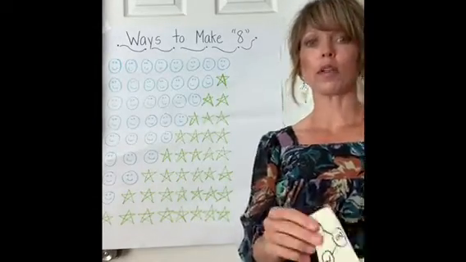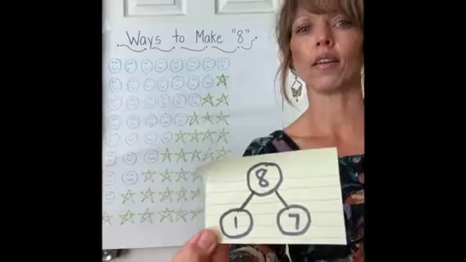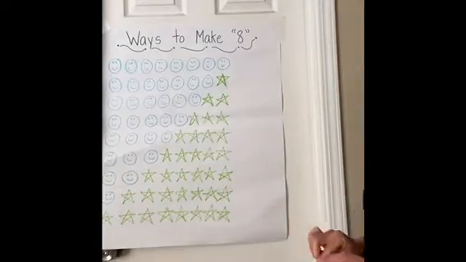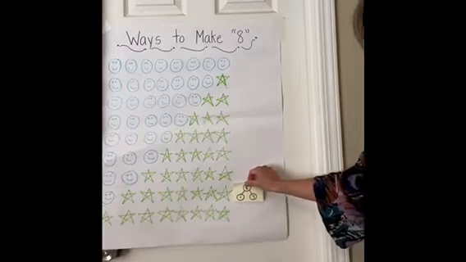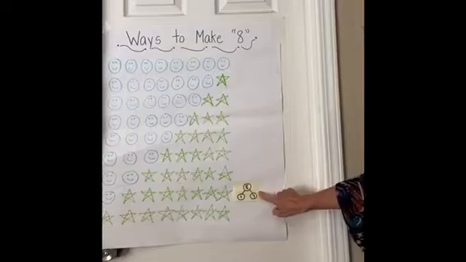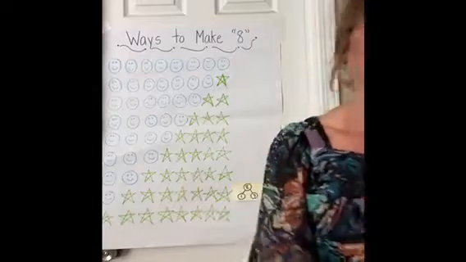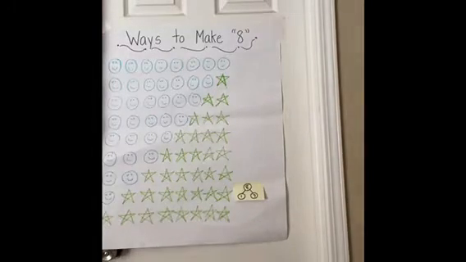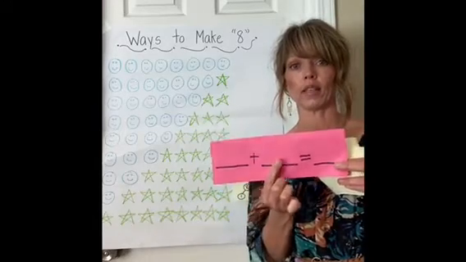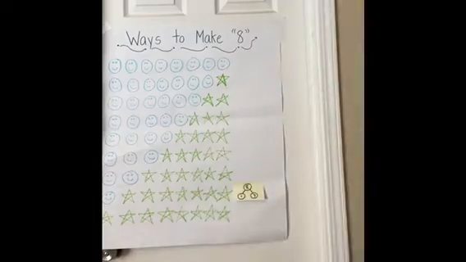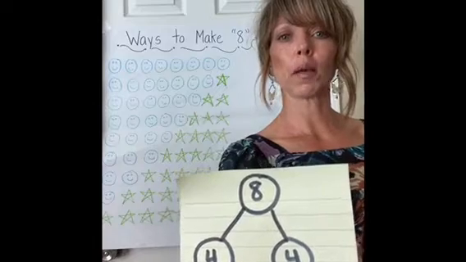The first number bond is 8 is 1 and 7. So we should be looking for a picture that has 1 happy face and 7 stars. And I'm sure you see it, and so do I. The number bond that matches this picture is 8 is 1 and 7. I'm saying the number sentence out loud, and that goes with this, remember? 1 and 7 equals 8, okay?